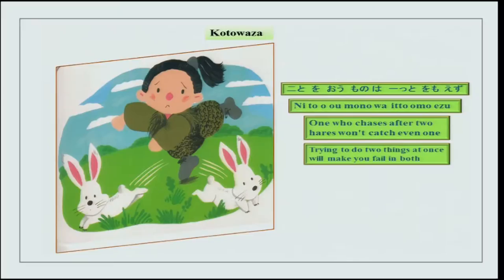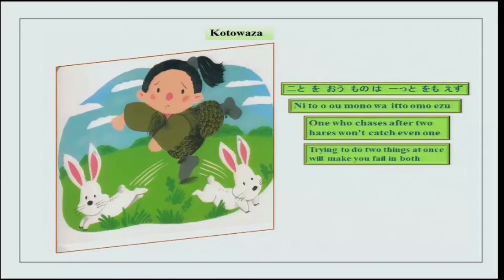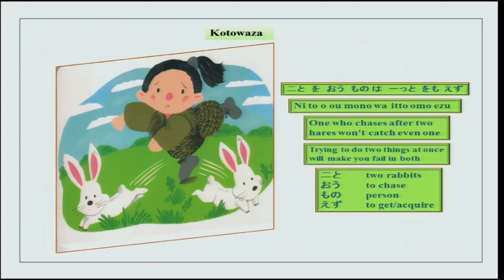So, running after too many things, trying to do too many things at the same time does not give you the best of results. You gain nothing actually in the long run. So, one needs to be very focused, one needs to be determined in what you are doing, and also you have to be very sure what you want. So, this is what this proverb tells you. Ni to ou mono wa itto omoezu, meaning trying to do too many things at once will make you fail in both things that you are doing. So, please try to be focused, try to be very, very determined in what you are doing. Know your goals well. For any culture, I think anywhere, one has to understand this and work accordingly.